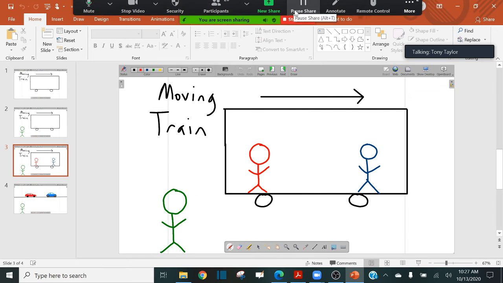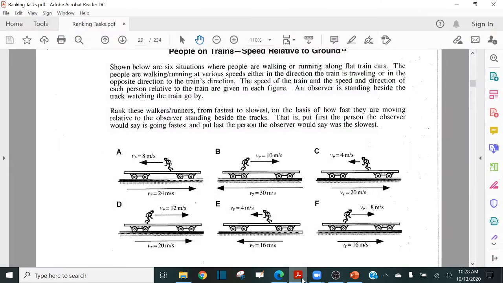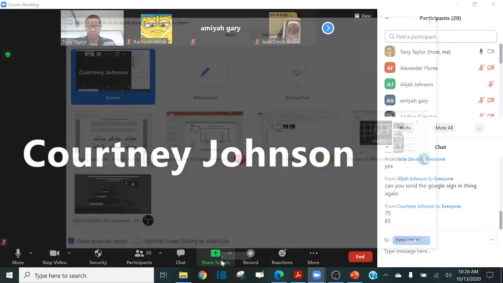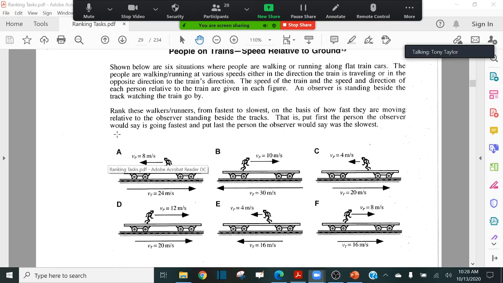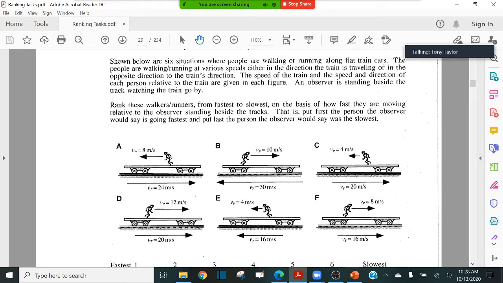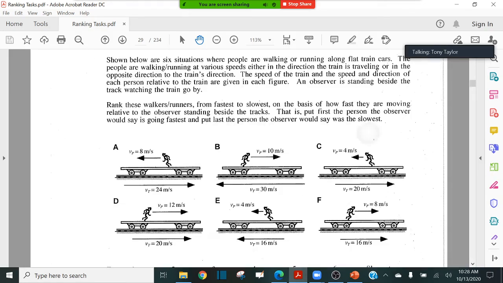Let us look at some more examples. These examples that we're about to do are going to look very similar to what you're going to see on your homework for later on today. Okay. So we have various situations here where various individuals are standing on a train and they're running in different directions on the train.